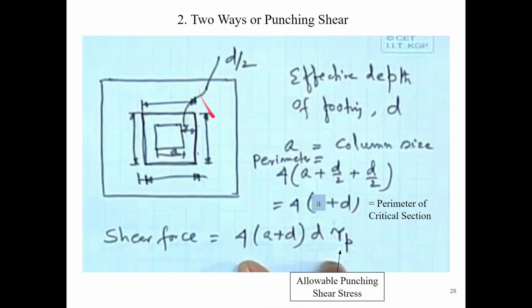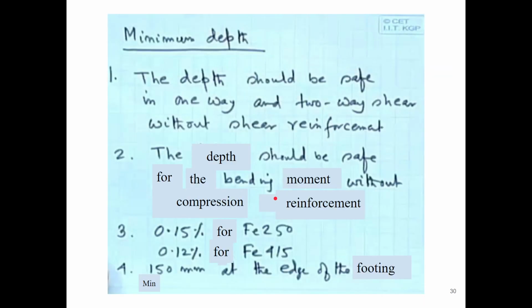And in this section, the shear force that will be acting will be basically what? The perimeter into the depth, and into the allowable punching shear stress. So that is the shear strength. The shear strength will be basically 4 into (a plus d) into d into tau p, where tau p is the allowable punching shear stress. We will understand more when we solve one exemplar example.